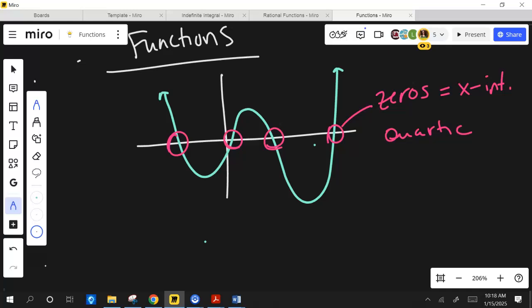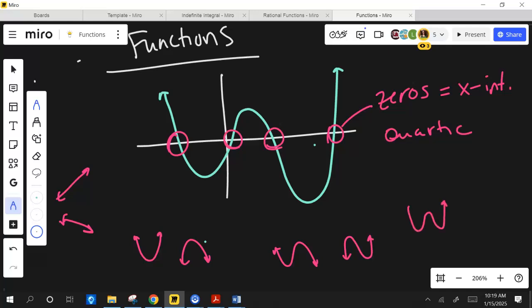So zeros are x-intercepts. Can you explain the quartic? It's based on the humps. So this is a linear, and it could go the other way, right? Then we have a quadratic, which would look like this, either up or down. And then we have a cubic, something like this or like this. And every hump I add is another degree. So then quartic, which is a degree of 4, would do something like this or like this.